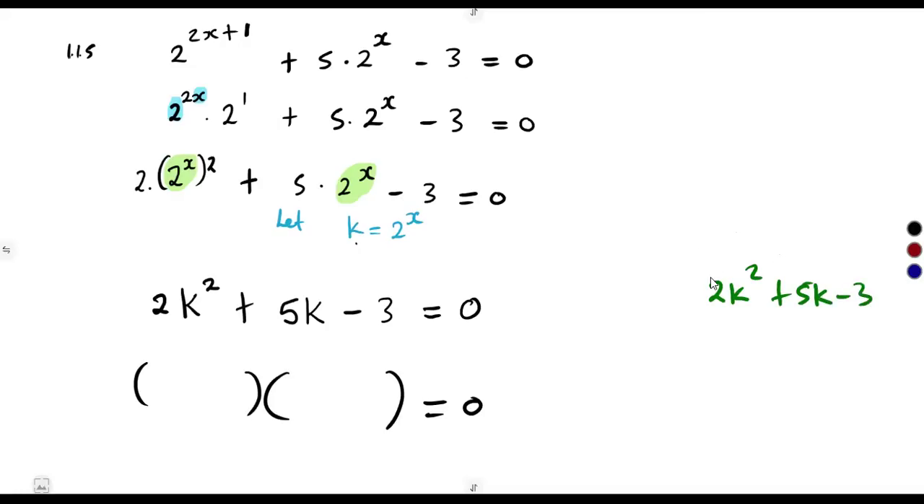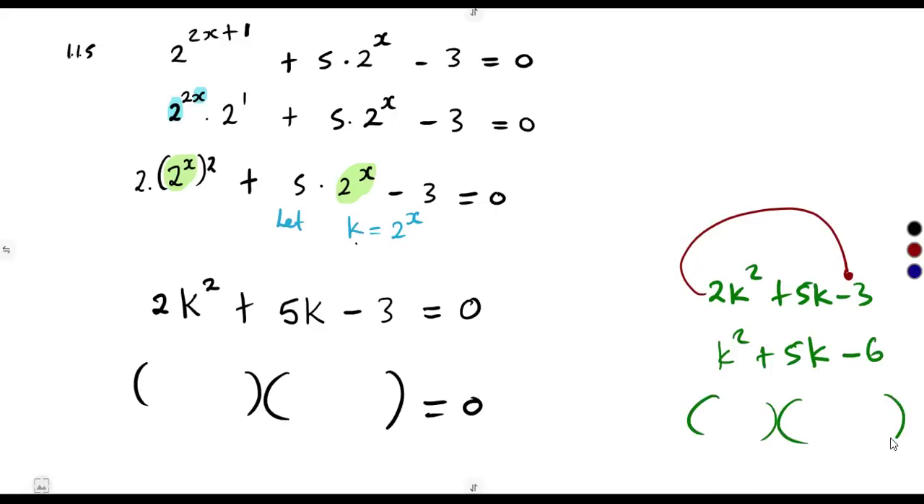Remember from our cheat method, since the coefficient of k squared is not 1, it is a certain number, which is 2, or 3, whatever you have, we have to remove this 2 that we are given here and multiply it to the 3. So that is the cheat method. So it will be k squared plus 5k. The 2 multiplied by the minus 3 will give us what? Negative 6. Factorize as usual because now the coefficient of k squared is 1.